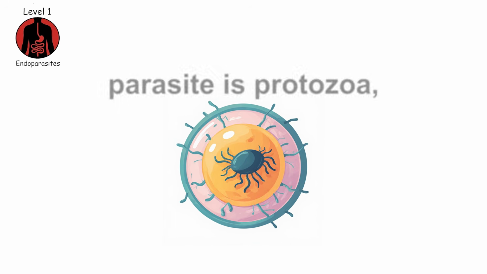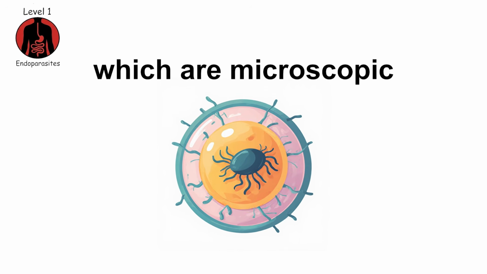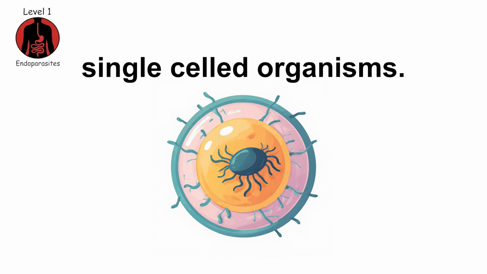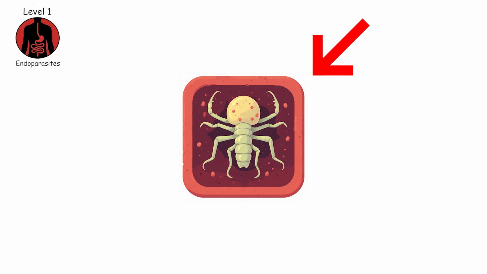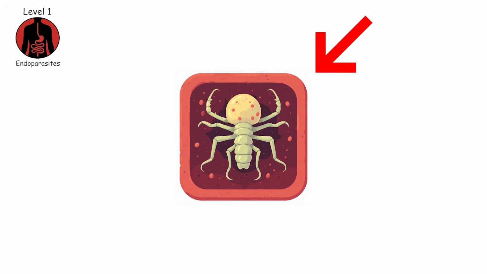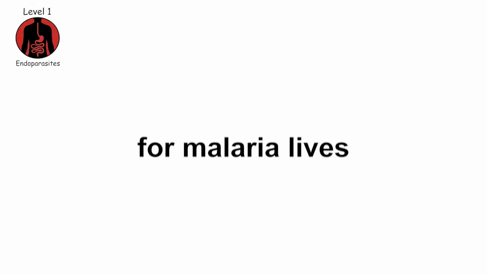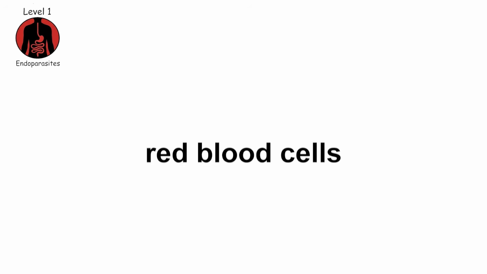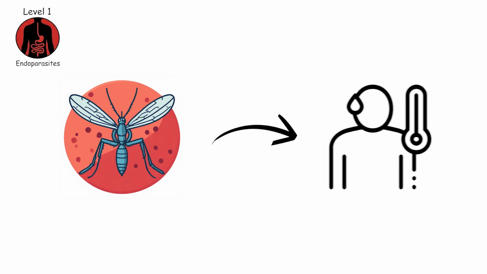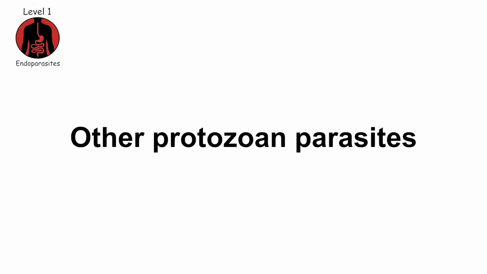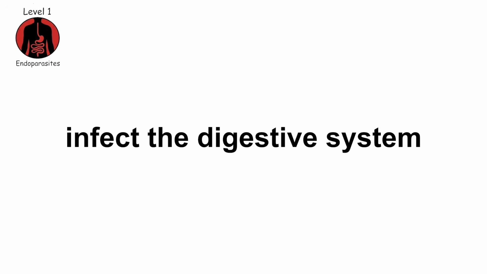Another type of endoparasite is protozoa, which are microscopic, single-celled organisms. Despite their tiny size, protozoan parasites can cause serious diseases. For example, the parasite responsible for malaria lives inside human red blood cells and is transmitted through mosquito bites. Other protozoan parasites infect the digestive system and can cause severe intestinal illness.